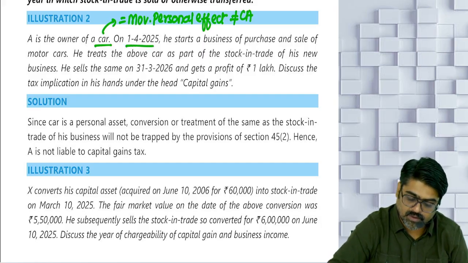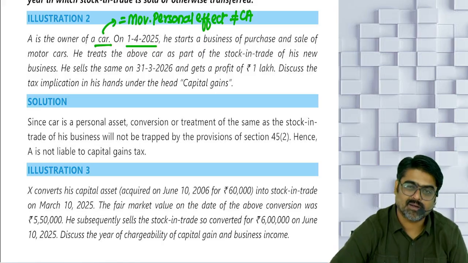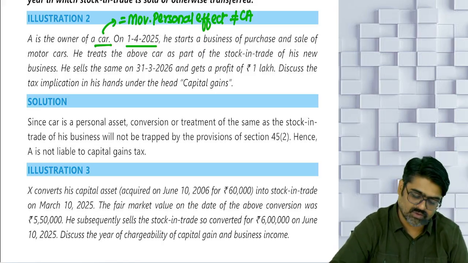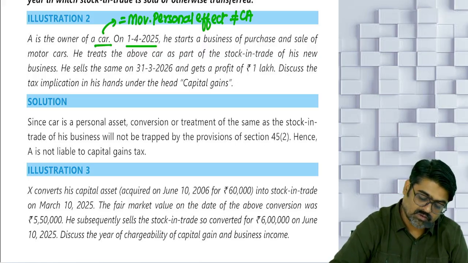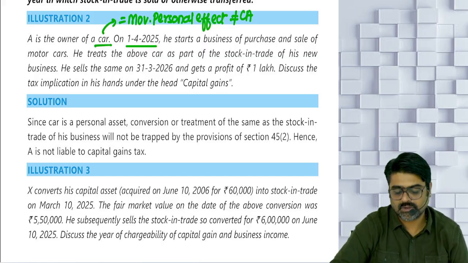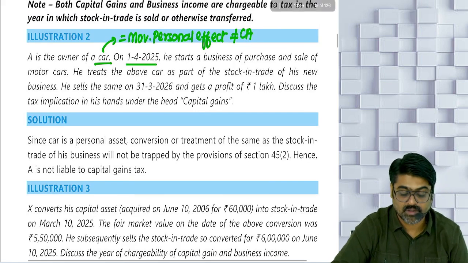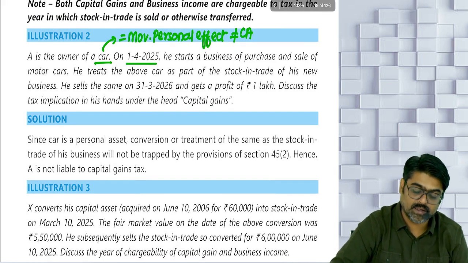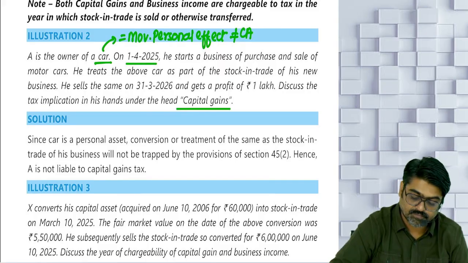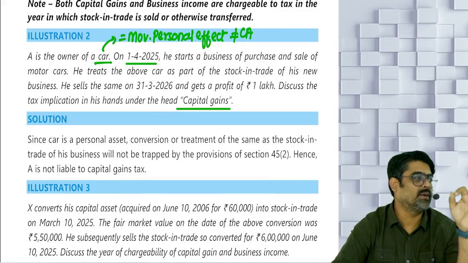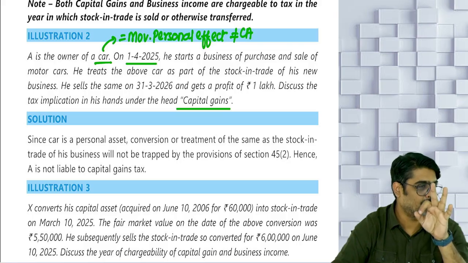On 1st of April 2025, you start a business of buying and selling cars and you convert this car into your stock in trade. Yes or no? Now you are selling this car as stock in trade and earning a profit of rupees 1 lakh. What will be the tax implications in your hands under the head capital gains? No capital gain will arise. The entire 1 lakh will be taxable under the head PGBP.